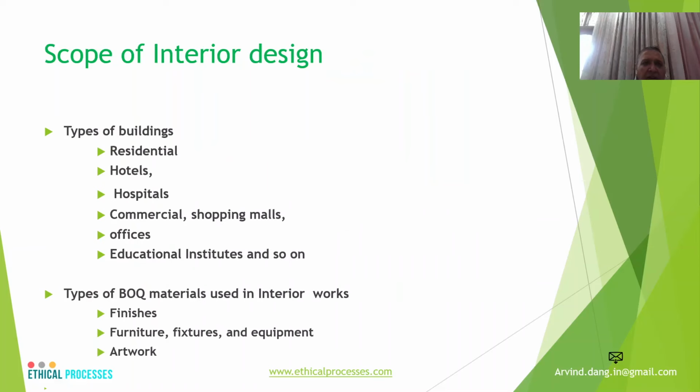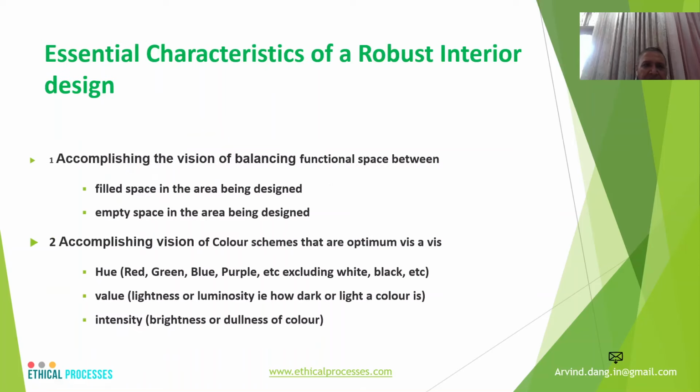Now, the scope of interior designing in our context includes the different types of buildings, which are basically residential, hotels, hospitals, commercial shopping malls, offices, and education institutes. The broadly three types of interior materials which I have considered are finishes, FFE or furniture, fixtures and equipment, and the artwork.